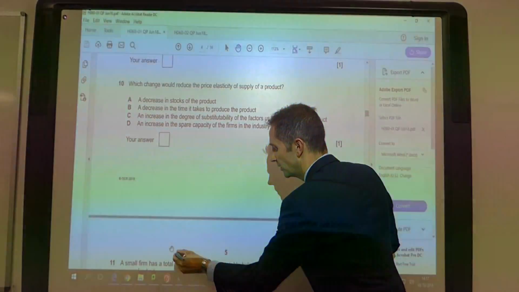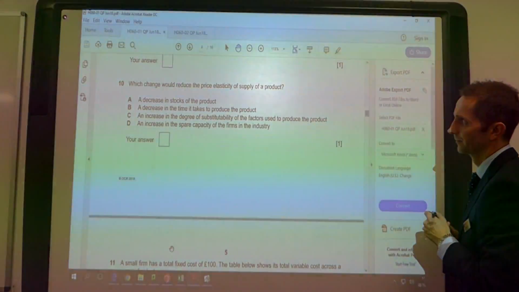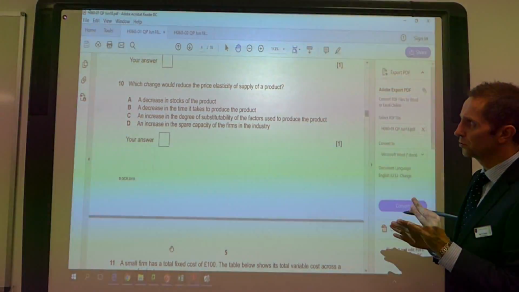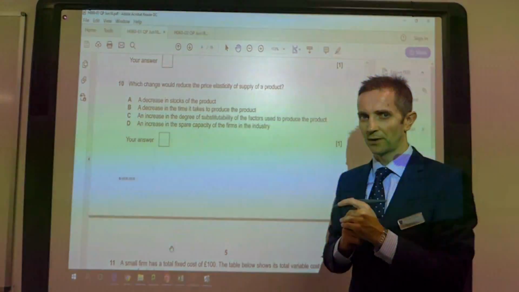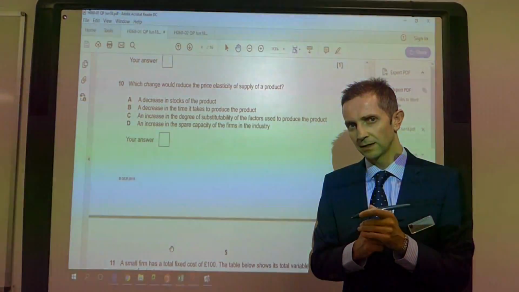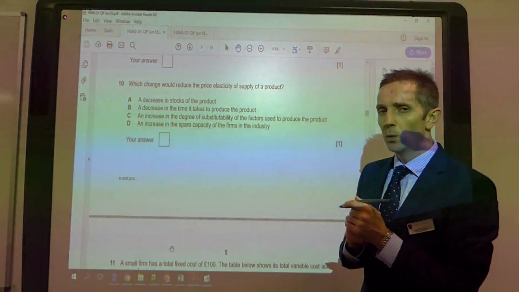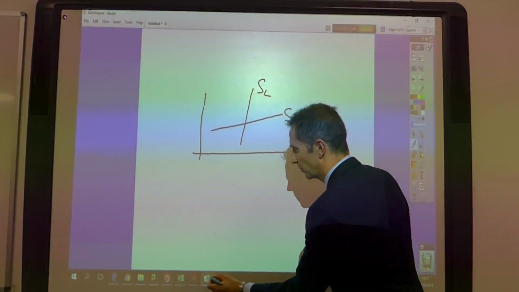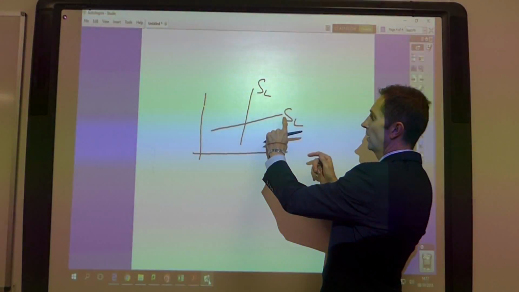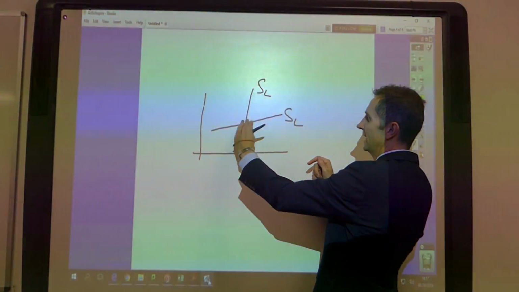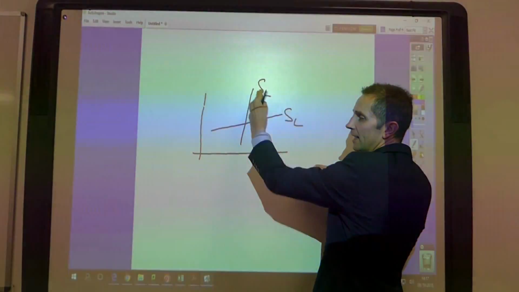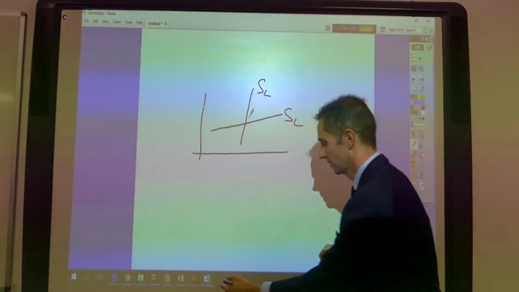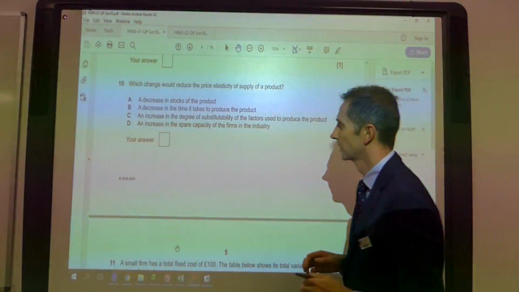Envisage that when you're thinking about this question. Which would reduce the price elasticity of supply for a product? So in other words, which would make the price elasticity of supply more likely to pivot from elastic and make it more inelastic? What the question's asking.